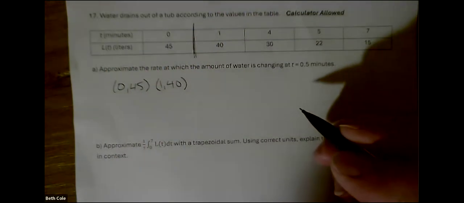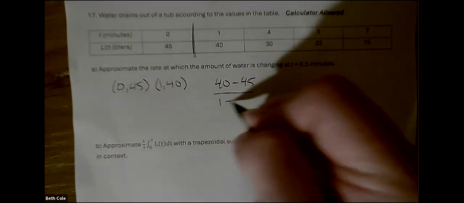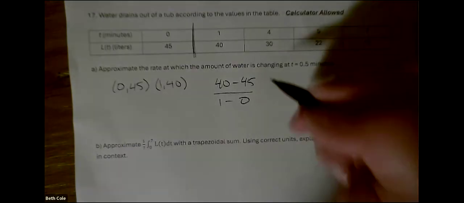We're going to do a slope. Again, do not be too proud to write out your points. It helps that you can see them. So 40 minus 45 over 1 minus 0. It would be liters per minute.